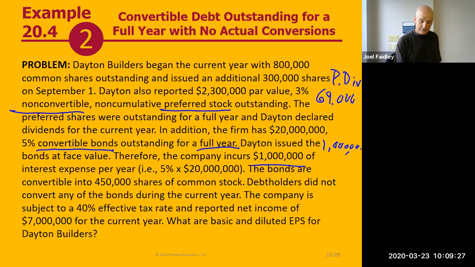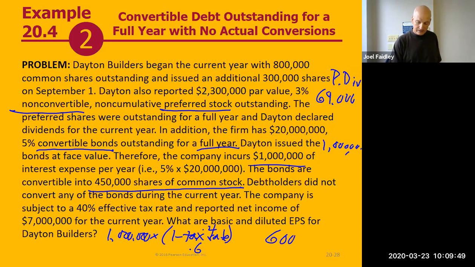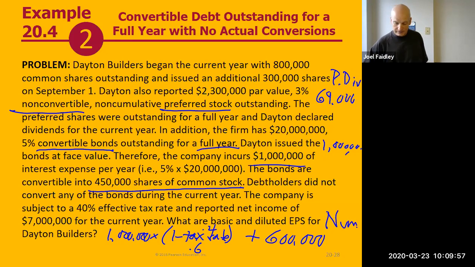The bonds are convertible into 450,000. So that's what's going to change on your denominator. We're going to add 450,000 shares to your denominator. And that $1 million times 1 minus the tax rate, which is 0.4. So that's 0.6. That's $600,000 that we're going to add to the numerator. So like math class again from high school, doesn't it? The numerator. There's the net income of $7 million.